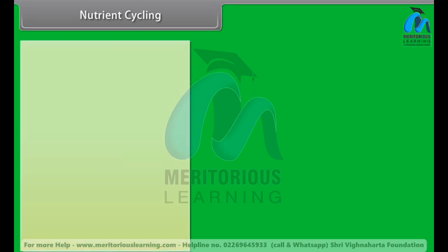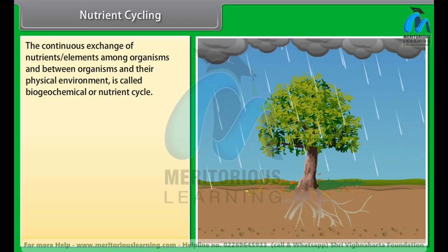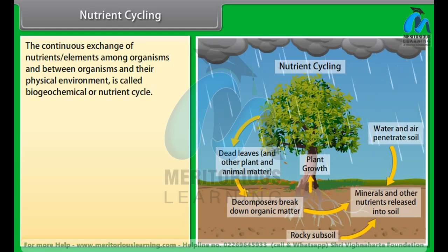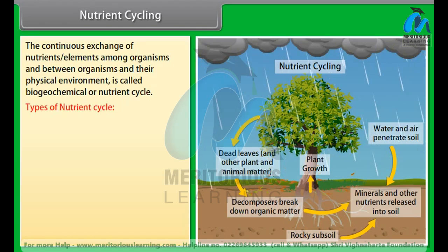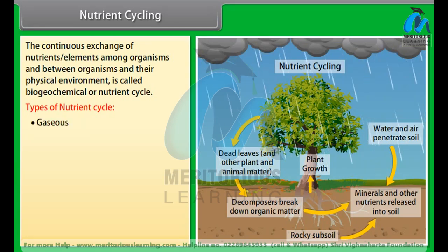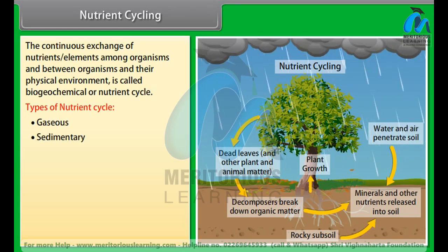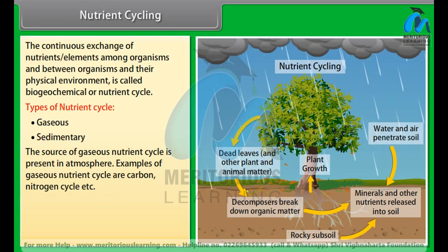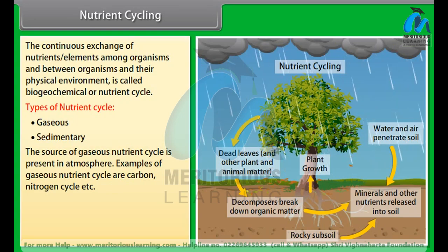Nutrient cycle. The continuous exchange of nutrients and elements among organisms, and between organisms and their physical environment, is called the biogeochemical or nutrient cycle. Types of nutrient cycle: gaseous and sedimentary. The source of the gaseous nutrient cycle is present in the atmosphere. Examples of gaseous nutrient cycles are the carbon and nitrogen cycles, etc.